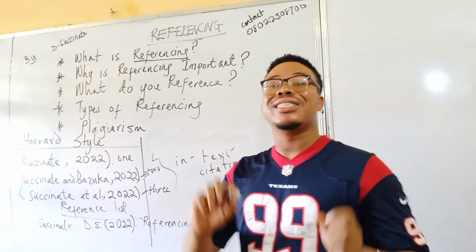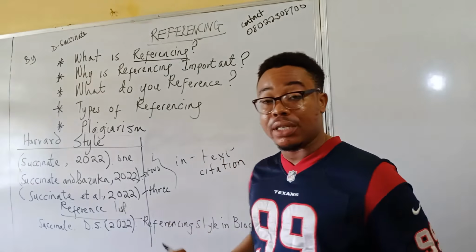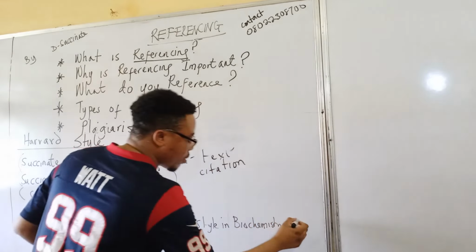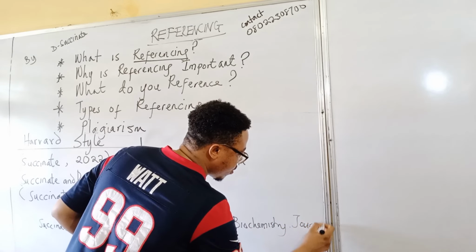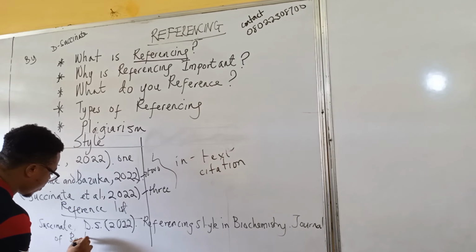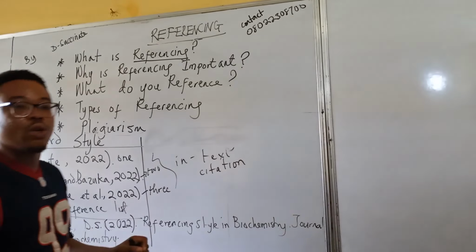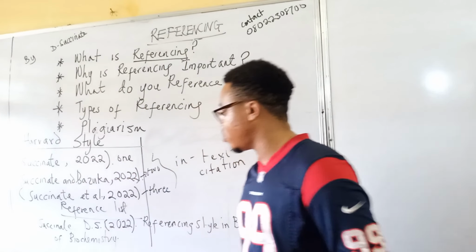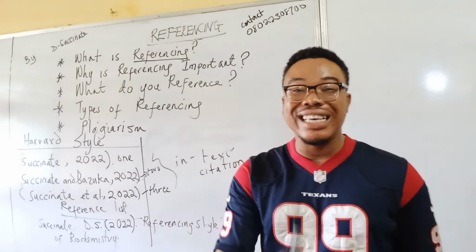Then after that, you put the title of the journal, assuming you are referencing a journal here. For example, we put Journal of Biochemistry. Please take note, Journal of Biochemistry. Then, please take note of this: the title of the journal must be in italics.